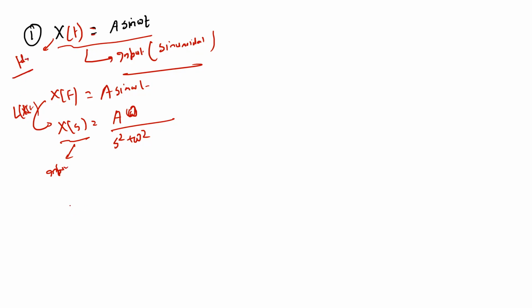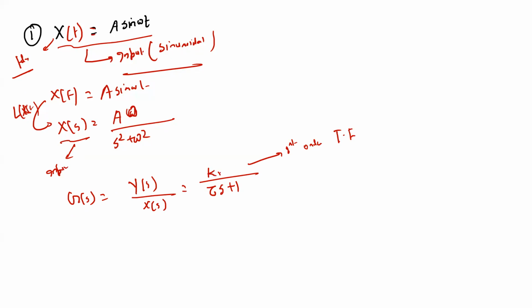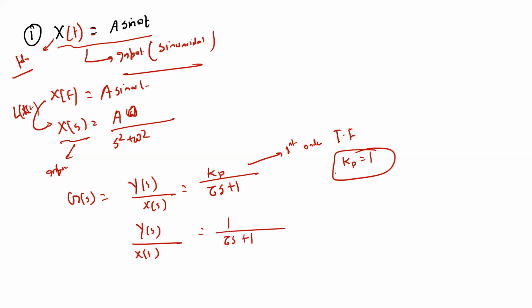So now let's say your transfer function G(s) is equal to Y(s) upon X(s), right? That is equal to, let's say, 1 upon tau s plus 1. This one is your first order transfer function, right? So let's say Kp by tau s plus 1. I am assuming here Kp is equal to 1. So can I write that Y(s) divided by X(s) is equal to 1 upon tau s plus 1. To make the calculation easy, I'm using Kp equal to 1.